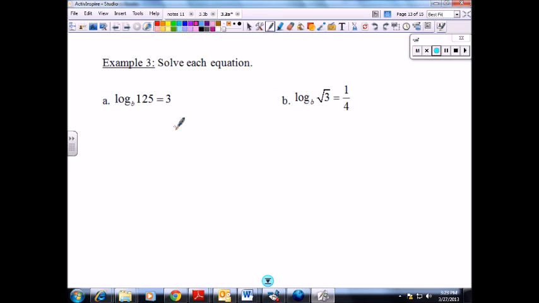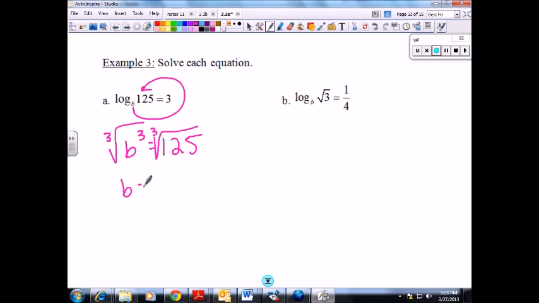It says solve each equation. I rewrite it without the log. I go whoopsh. b to the third equals 125, and then I solve it. Once the log's gone, I just solve it like I've always solved it. How do you get rid of cubed? Well, you take the cube root. The cube root of 125 is 5.